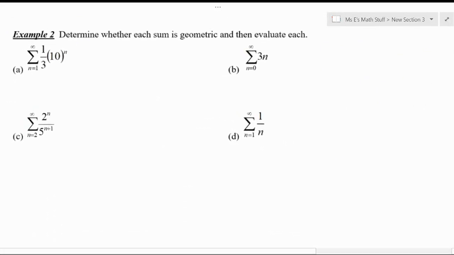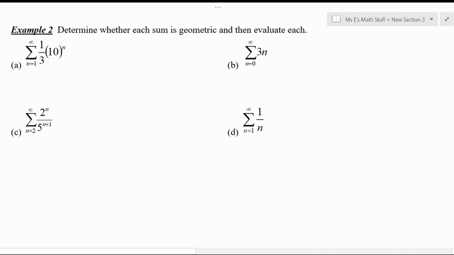All right, let's take a look at example 2. The directions are for you to determine whether each sum is geometric, and then you try to evaluate each one, whether it's geometric or not, okay? See what you can do and check in with me in the next video.